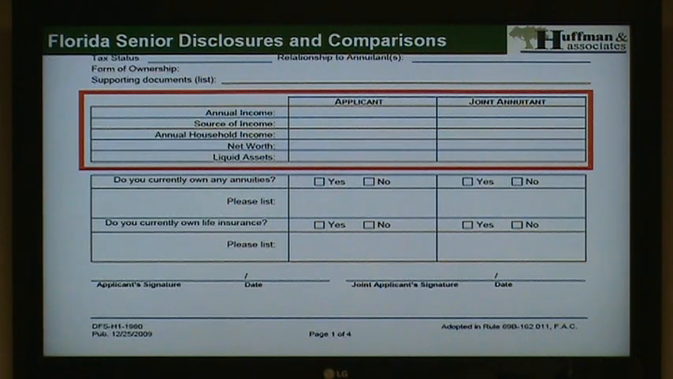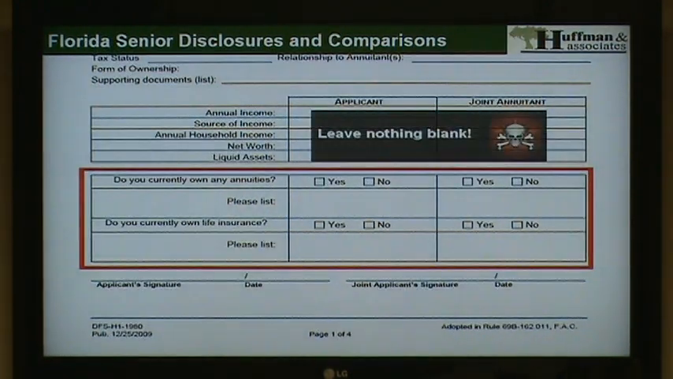The "do you" section. If the Disclosure and Comparison of Annuity Contract form is completed, make sure the information entered here matches that form. If the answer is no, answer NA in the please list section. If the answer is yes, complete the please list section. Signature and date section. The applicant's signature is the owner's signature. The date is the calendar day the form is completed. If there is no joint applicant, enter NA for both signature and date.